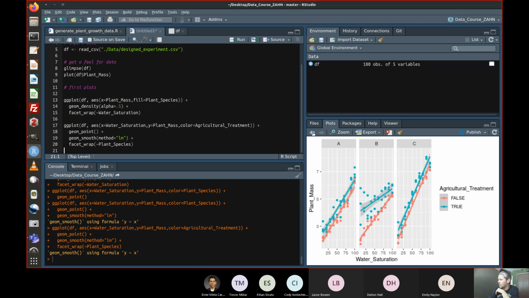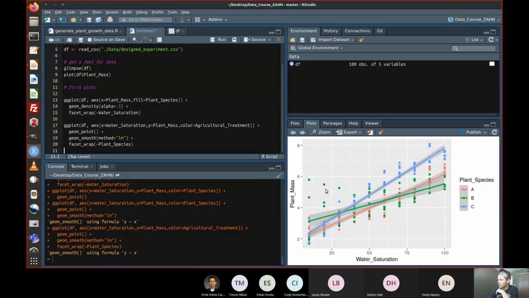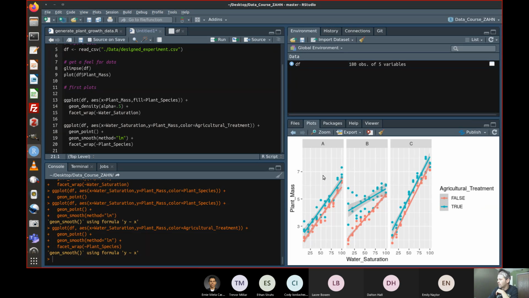So if you remember back here, species B is the one with those weird looking outliers, right? And we're saying, hey, this trend line doesn't do a great job for B. When we add in agricultural treatment, it's still not doing a great job, but it's better than it was before. It's changed the slope. You see that? So now we're allowing two different slopes for plant B, two different slopes for plant A, excuse me, and two different slopes for plant C.